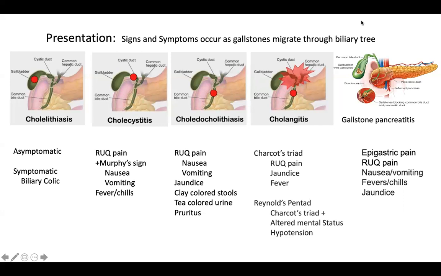In gallstone disease, the signs and symptoms that occur depend on where the gallstones migrate through the biliary tree. In cholelithiasis, as mentioned, the majority are asymptomatic. The symptom that occurs with cholelithiasis is called biliary colic. And this is a sporadic intermittent pain triggered sometimes by eating a fatty meal.